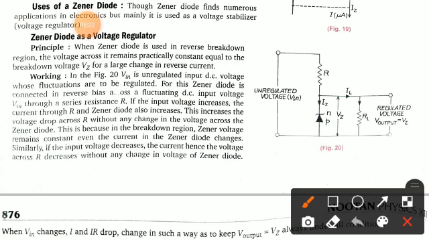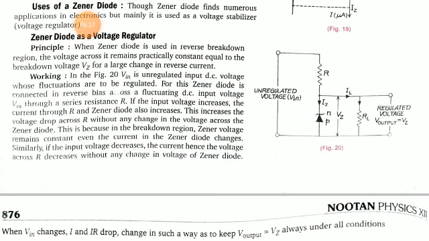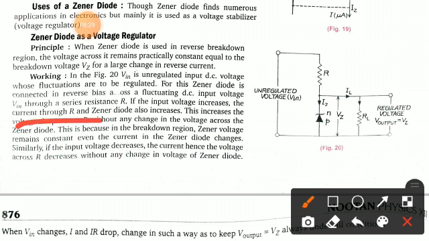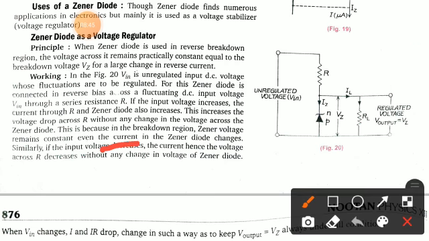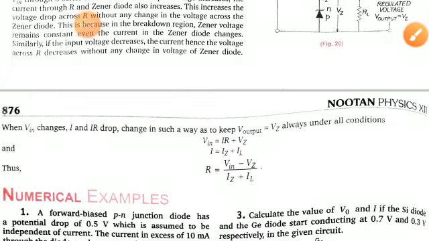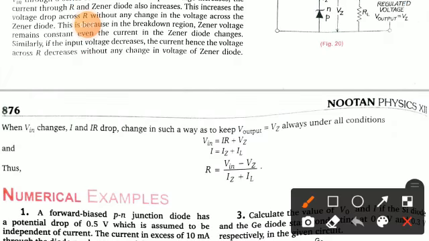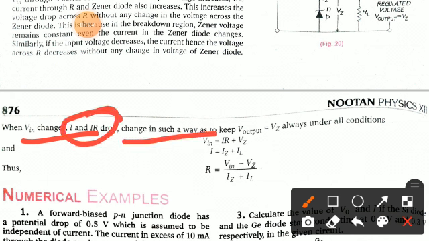Fine. If the input voltage increases, the current through the R and the Zener diode also increases. This increases the voltage drop across R without any change in the voltage across the Zener diode. This is because in the breakdown region, the Zener voltage remains constant even as the current in the Zener diode changes. Similarly, if the input voltage decreases, the current and hence the voltage drop across R decreases without any change in the voltage of the Zener diode. Clear? So when V input changes, I and the IR drop change in such a way as to keep V output equal to Vz, always.